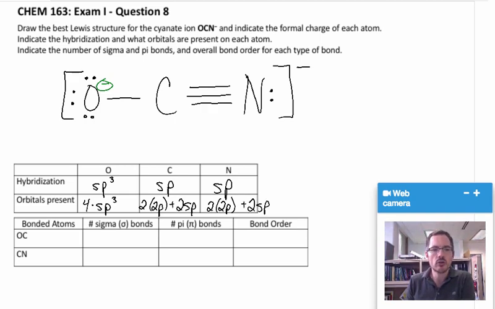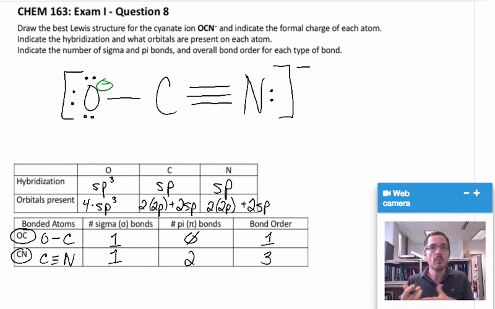And when I go through for my bonded atoms, I'm now going to look at the bond between the oxygen and the carbon, which is a single bond, which means I have 1 sigma, I have no pi bonds, so that means that my bond order is 1 plus 0, or 1. For my carbon-nitrogen, it is a carbon triple bonded with nitrogen. I will always have 1 sigma, but now I have 2 pi bonds, which means I have a bond order of 3. So my 2 pi bonds are going to come from the 2 p orbitals that are present. And the 1 sigma bond is going to come from the hybridized overlapping.